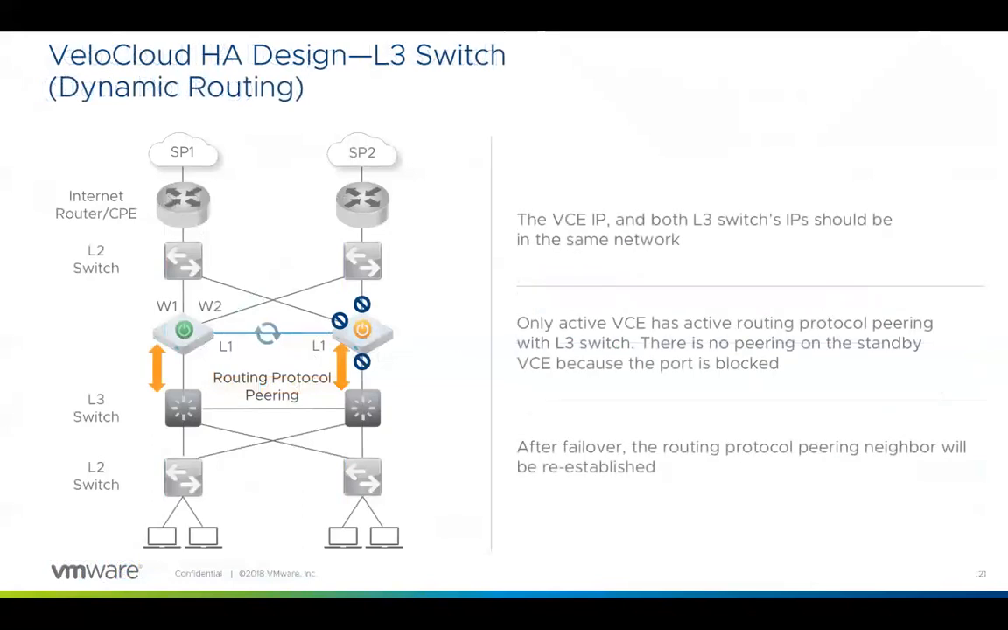And if we're running a routing protocol between the downstream L3 switch and the VeloCloud edge, then at one time it's only the active edge device that is running the routing protocol that is peering with the downstream devices.